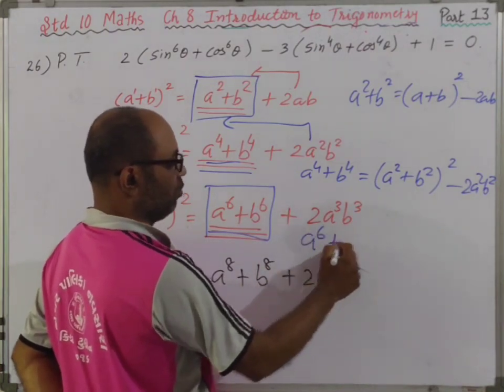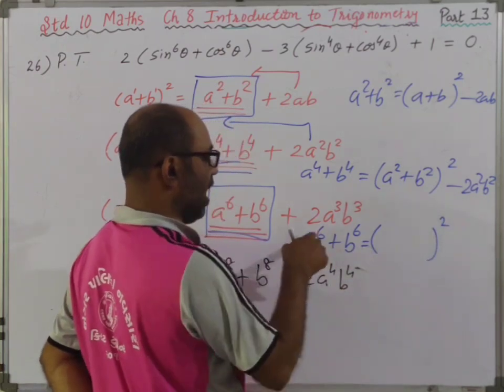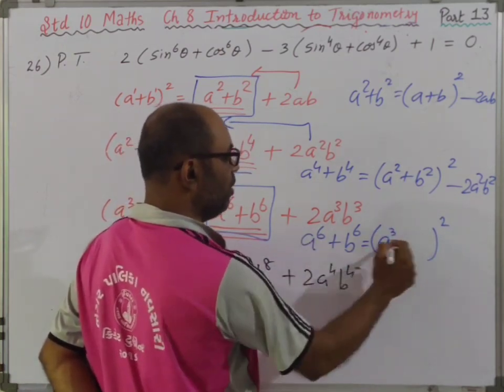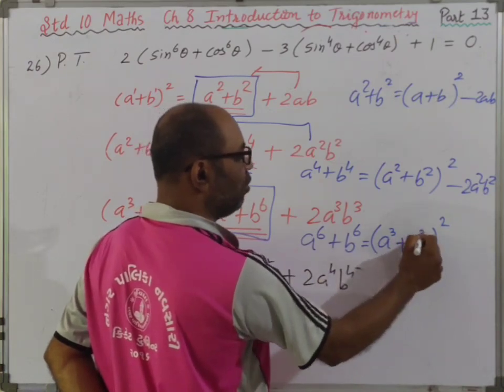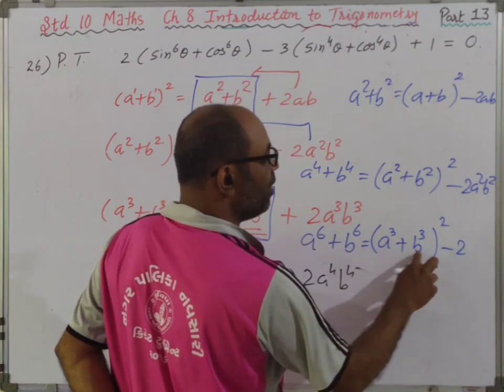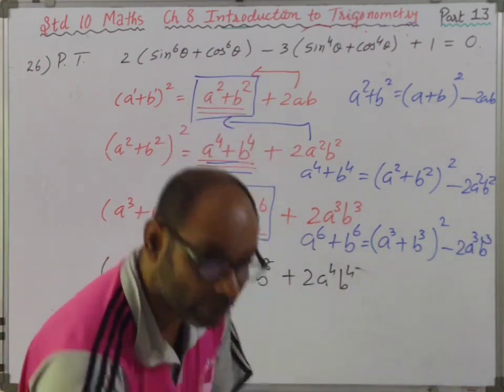a raised to 6 plus b raised to 6. So you can say it's whole square, of what? The square root of both. Square root of a raised to 6 will be a cube, the middle term plus, b cube, and minus, since it is a square, 2 times a cube into b cube. Is that clear to you?